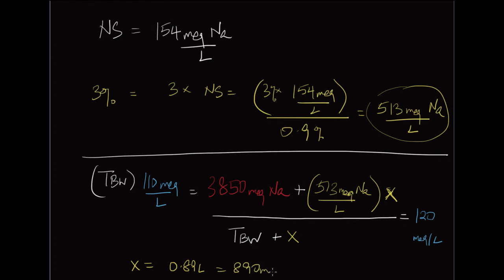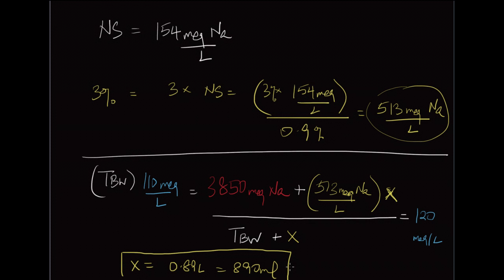Less than a liter of 3% saline is required to get this patient from 110 milliequivalents per liter to 120 milliequivalents per liter, vastly less than the 10.3 liters that we saw for normal saline. This is why 3% saline or hypertonic solutions are so valuable in patients who have symptomatic hyponatremia, because number one, you need to get their concentration of sodium up quickly, and number two, you need to do it with the least amount of volume possible. And that's best achieved when you pick a hypertonic solution like 3% saline.